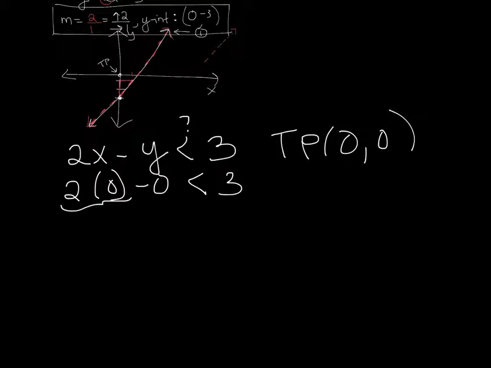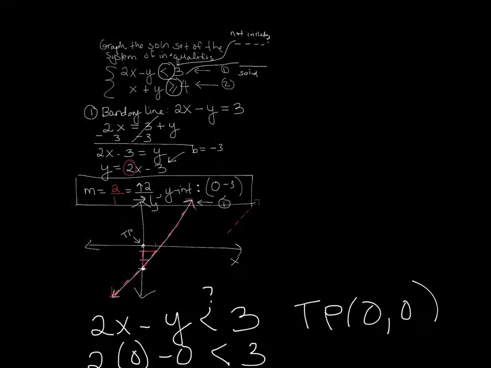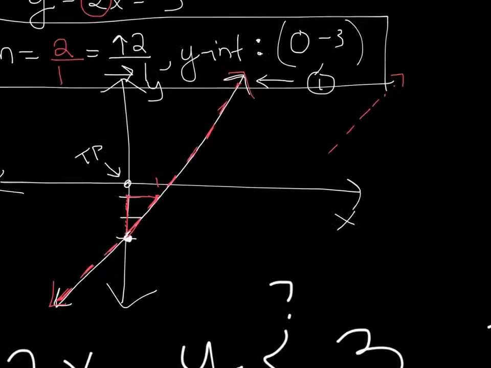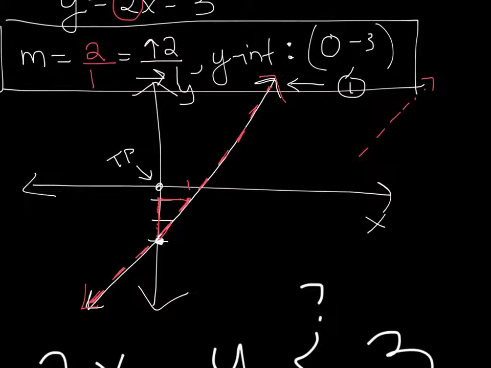Well, that's 0 minus 0. Is 0 less than 3? Yes, it is. So this is a true statement. So if it's true, where was 0, 0? Well, it was on this side, it was above the line.